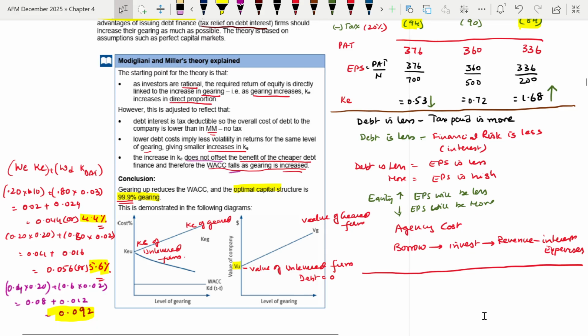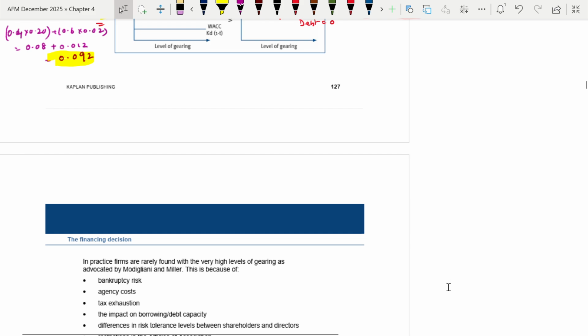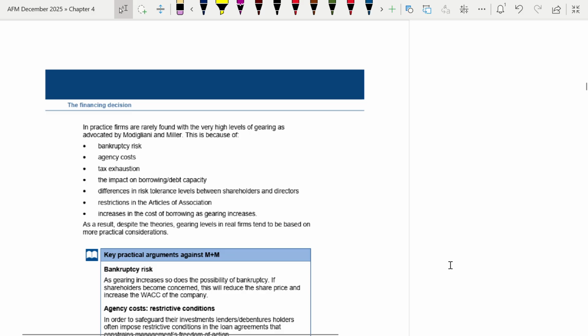Fine. Now what they say in practice, wherever you want to stop, tell me, I will stop. Otherwise at 10:45 I will stop. In practice, firms are rarely found with high level of gearing. As a credit risk manager, your eyes will immediately be focused on how many loans they are having, and immediately you see what the gearing is. In practice, really very high levels of gearing as advocated by MM are not seen. This is why there is a bankruptcy risk.